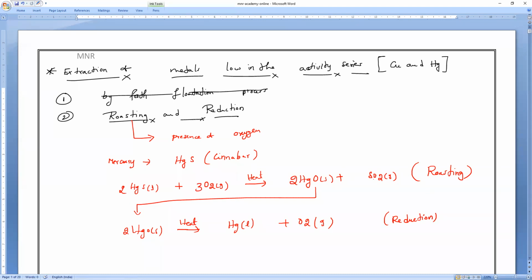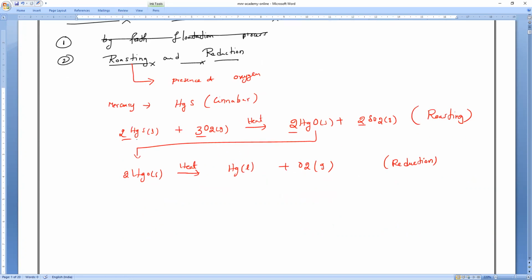So the balanced equation is 2HgS + 3O2 gives 2HgO + 2SO2. Am I right, everybody? I think everybody is familiar; we did the same thing in yesterday's class. In the same way we can do it for copper glance. This is mercuric sulfide, which we call cinnabar, and copper glance is also Cu2S.